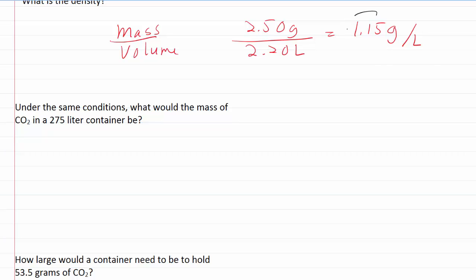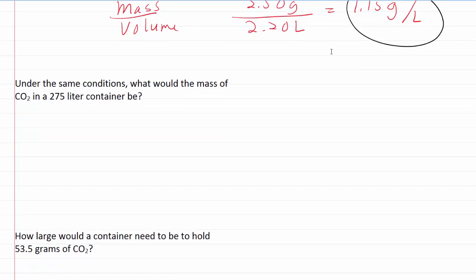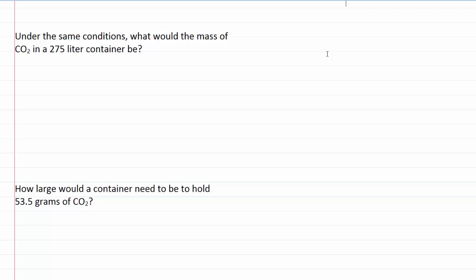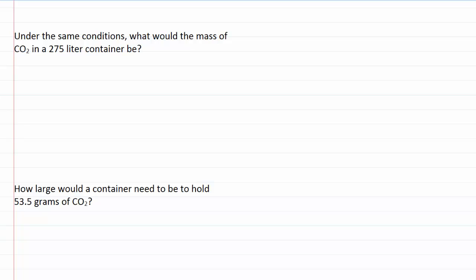And now we want to use this density right here, it's 1.15 grams per liter, as a conversion factor. So under the same conditions, what would the mass of a 2.75 liter container be? So we've got 2.75 liters of CO2 in a container. How much does the CO2 weigh? What is the mass of that CO2? So, excuse me, it's 275 liters container times 1.15 grams per liter.